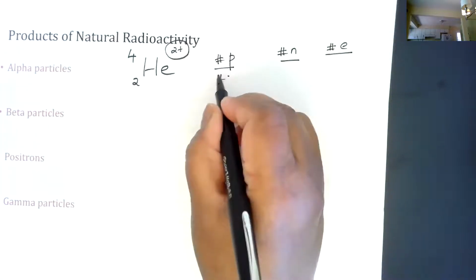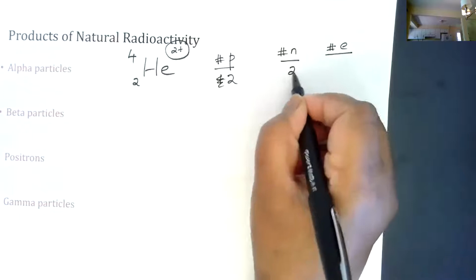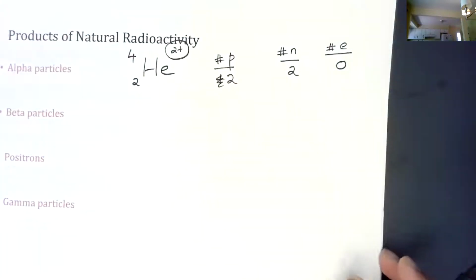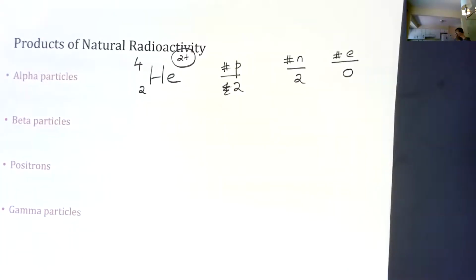Protons is 2, neutrons is 2, electrons is 0. Okay. Take in what we're doing now. Just relax and just learn, okay?